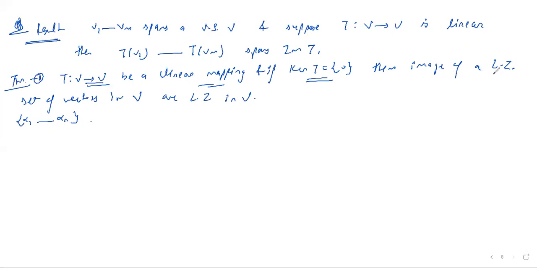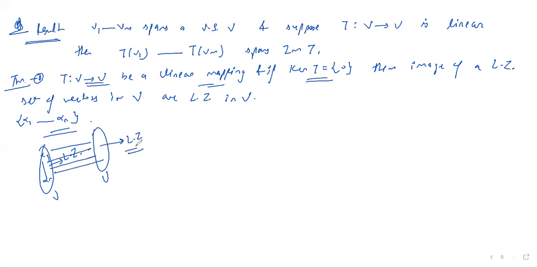Then the image of a linearly independent set of vectors: these are some vectors alpha 1, alpha 2 to alpha n in V which are linearly independent, then the images of these vectors in U are linearly independent. So we can see it like this: we have to check the linear independence of T of alpha 1 to T of alpha n. These are the corresponding images of the linearly independent set alpha 1, alpha 2 to alpha n. Now we have to check the linear independence of this image set.